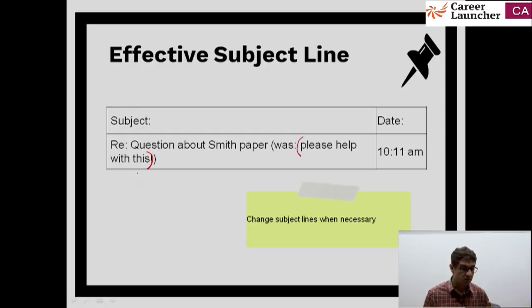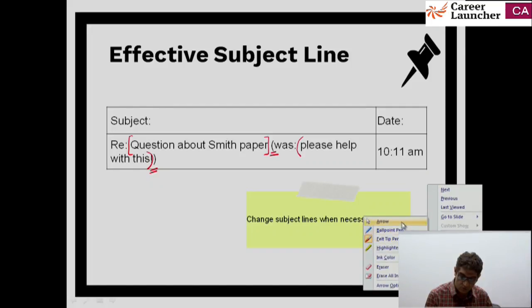Because the original sender has used a lousy subject line, does not mean that you need to stick with it throughout. Change it, and when you change it, write the correct subject line. And in these brackets, in these parentheses, you can add the original line as well, so that the other person knows it's a reply to which particular email. So that fixes the problem politely without affecting the other person's ability to recall that email. And in the same vein, I'll take you through one more important thing.